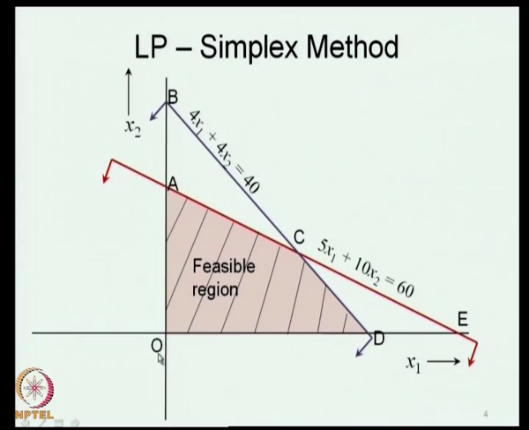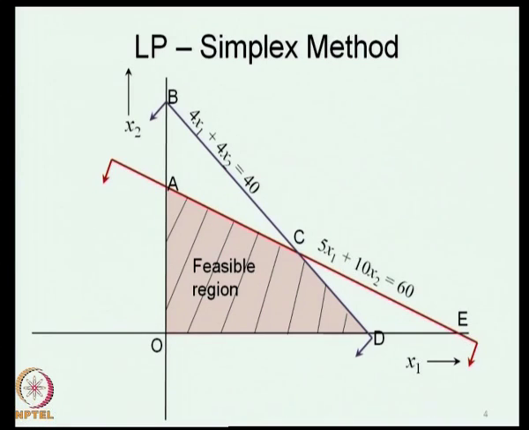Okay, we will mark these points: O as the origin where x 1 equal to 0, x 2 equal to 0; A; then we will also take B where this constraint is intersecting the x 2 axis; C where these two constraints are intersecting each other; D where this line is intersecting the x 1 axis; and E where this constraint is intersecting the x 1 axis. So, we have 6 points now: O, A, B, C, D and E.